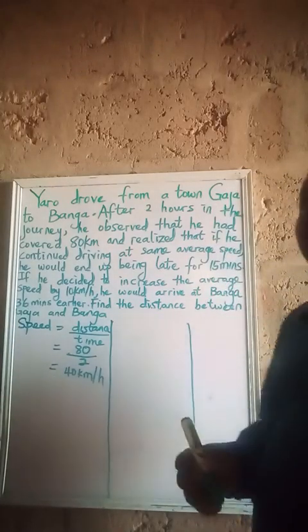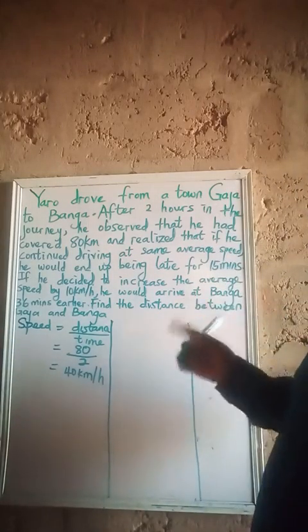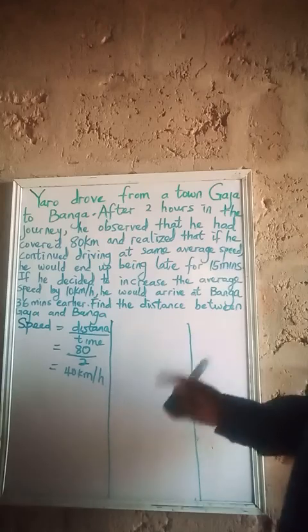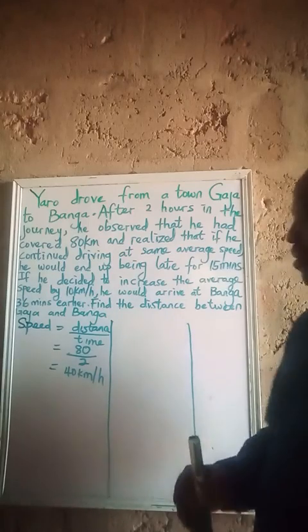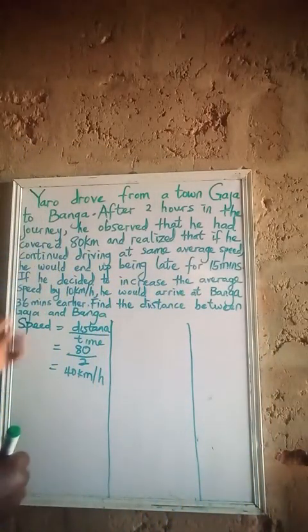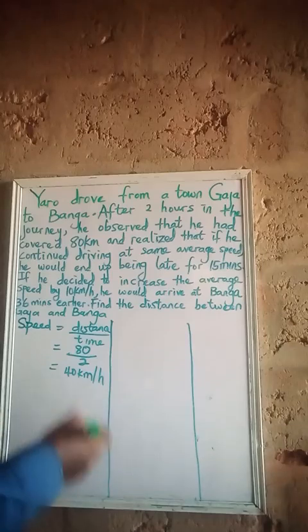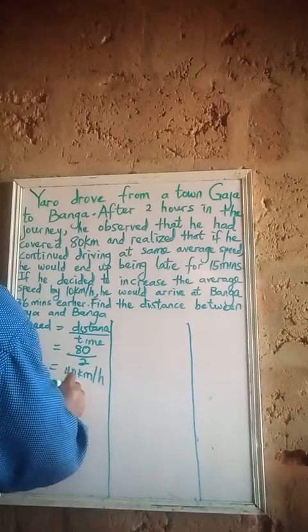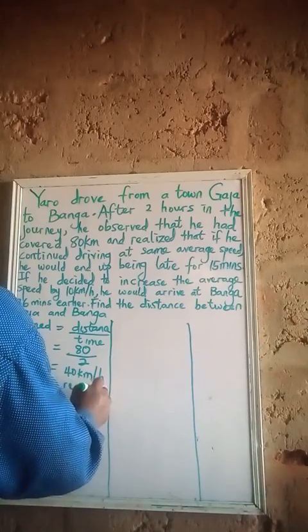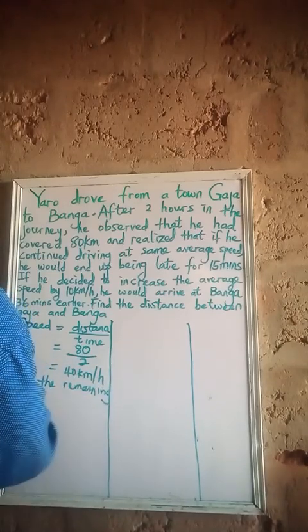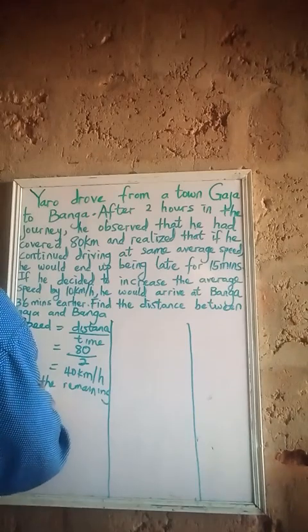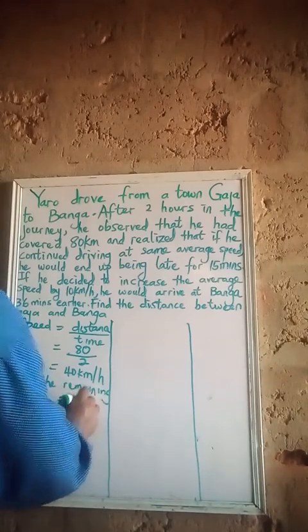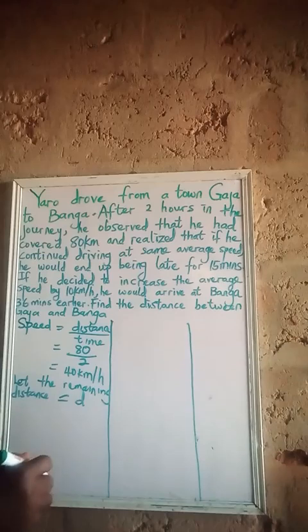After that, you observe that if he continued driving at this speed, he would end up being late for 15 minutes. Since he had covered 80 kilometers, you want to represent the remaining distance by D. Let the remaining distance to cover equal D.